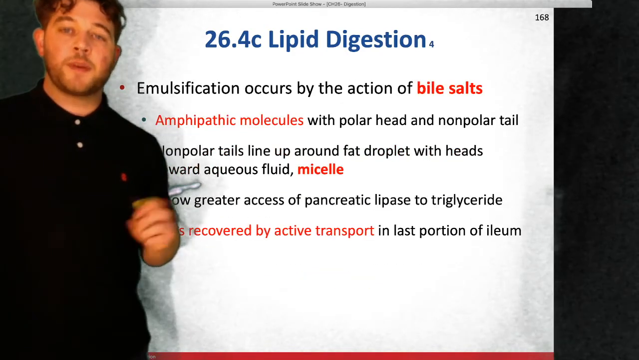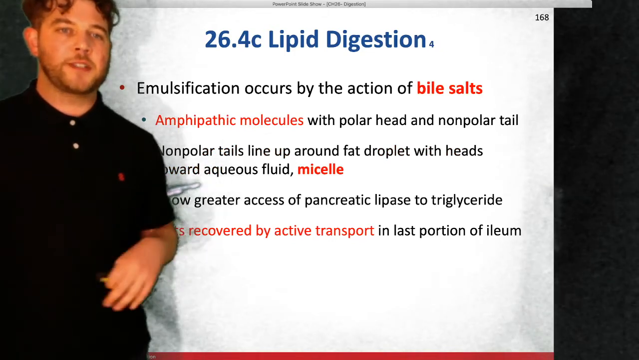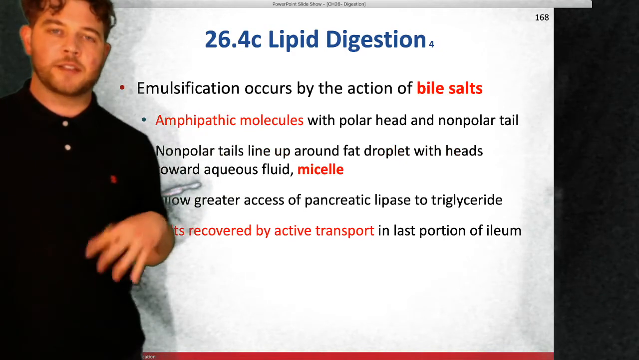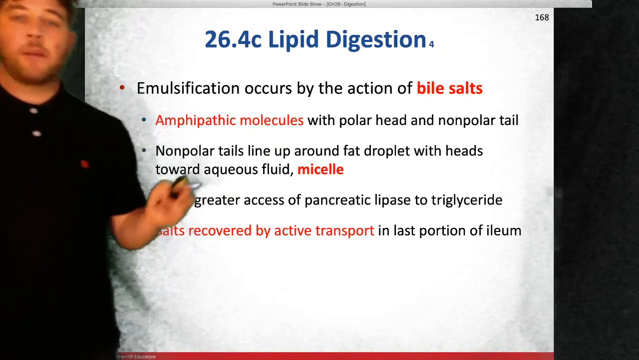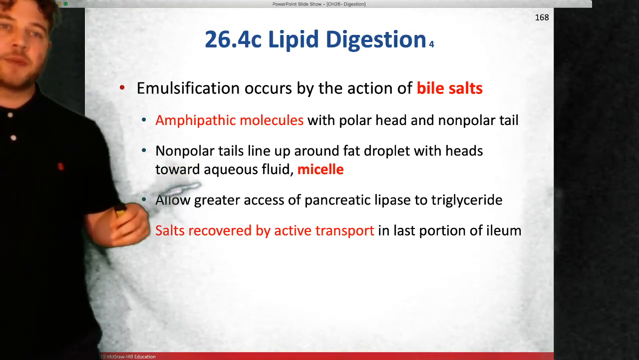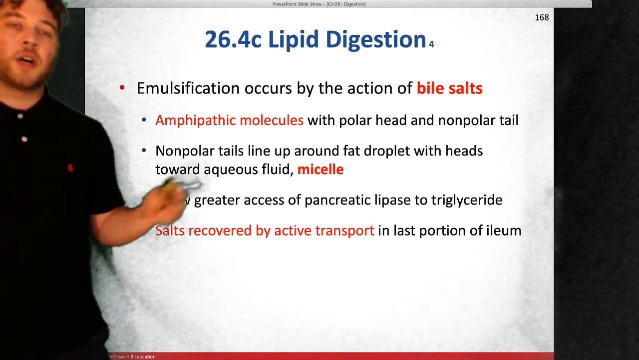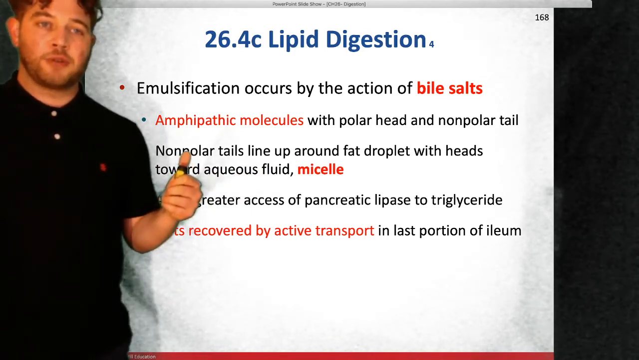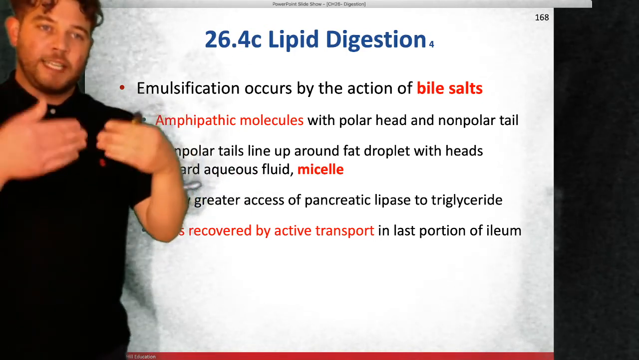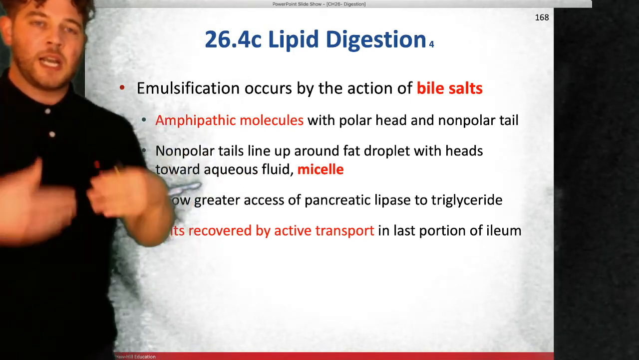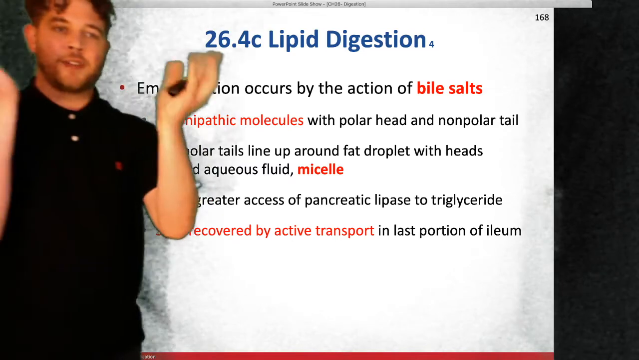Okay, emulsification occurs by the action of bile salts. Bile salts are amphipathic molecules with a polar head and a nonpolar tail, similar to the plasma membrane. The nonpolar tails line up around the fat droplet, with heads towards the aqueous fluid, and create what's called a micelle. So you have the nonpolar hydrophobic tails that point inward, surrounding the fat droplet, which is also going to be hydrophobic, and then these hydrophilic heads on the outside surrounding it.